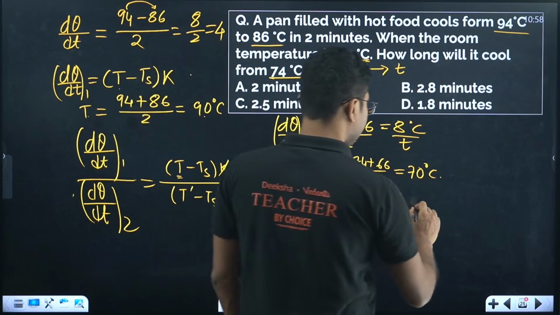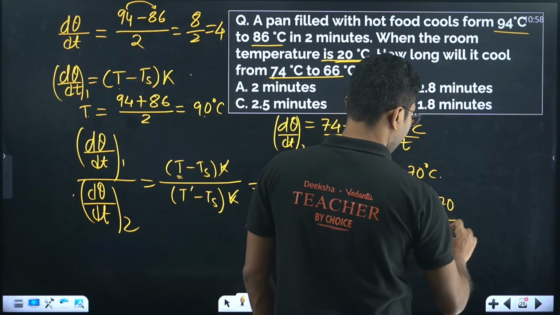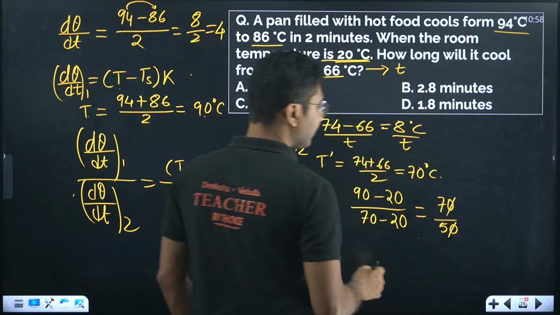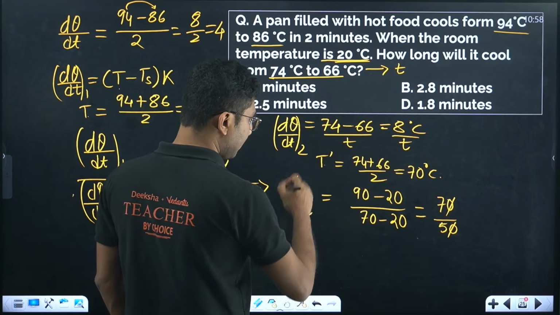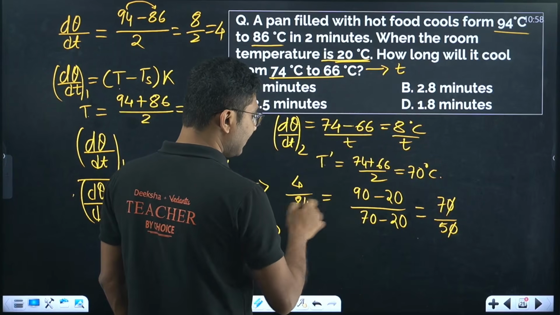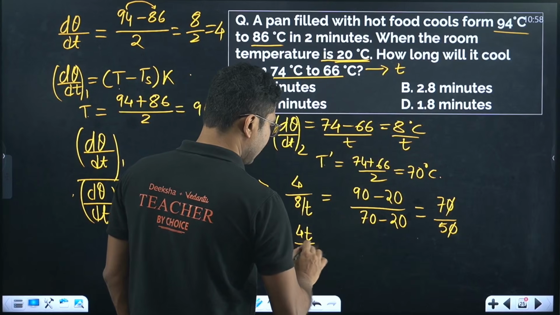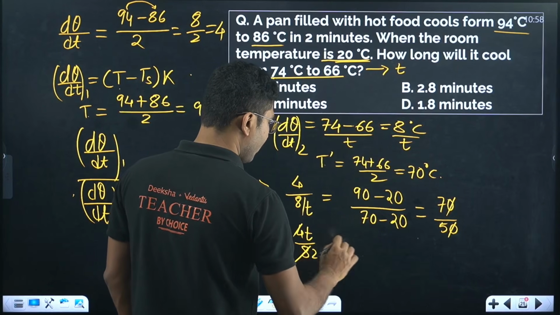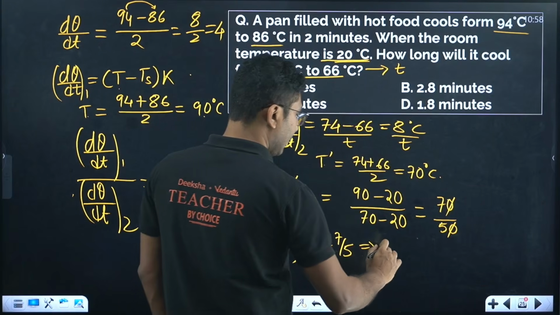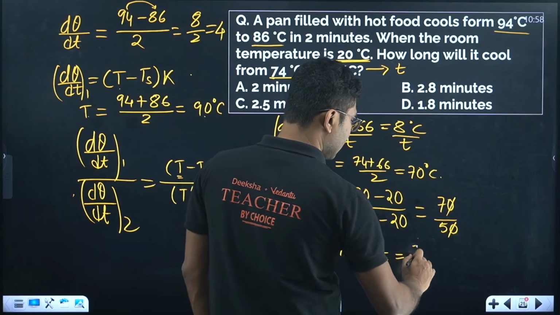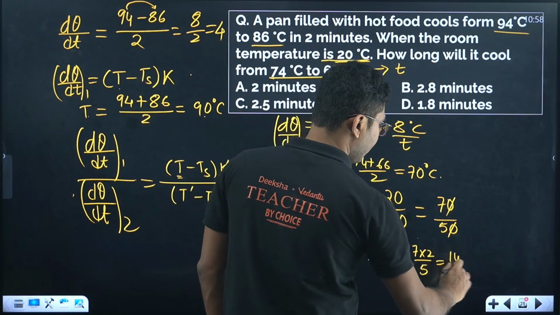Okay, now let's simplify. It will be 70 divided by 50. The 0 cancels, so it is 7 by 5. Don't worry, we will come back to that. Now let us simplify this side. This t was in a division of division, so this will go up. So 4t by 8, it cancels, we get 2 over here, that is 7 by 5, or t equals 7 into 2 by 5, that is 14 by 5.